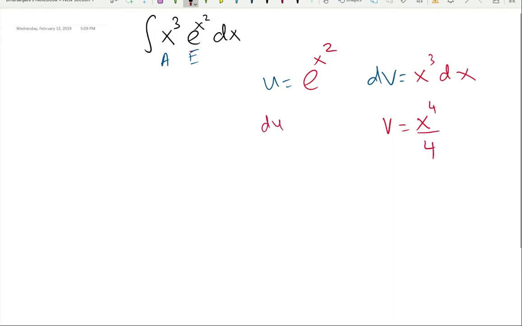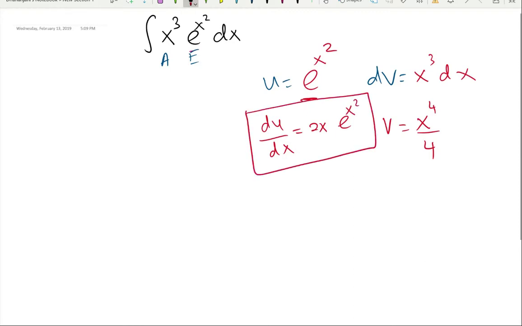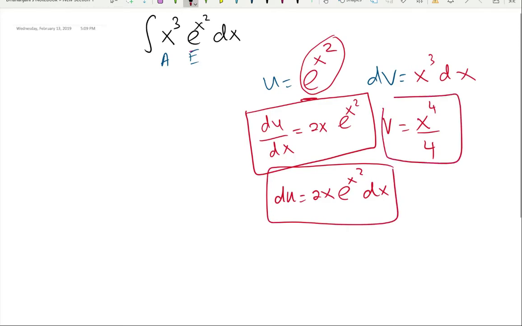If you differentiate u, we have to be careful here. We have to apply the chain rule. The derivative of x squared is 2x, times the derivative of e to the x, which is e to the x squared. So I used the chain rule here. Why did I use the chain rule? Well, this is a function inside a function: x squared is inside e. So we have to use the chain rule when we differentiate. Now du is simply 2x e to the x squared dx.